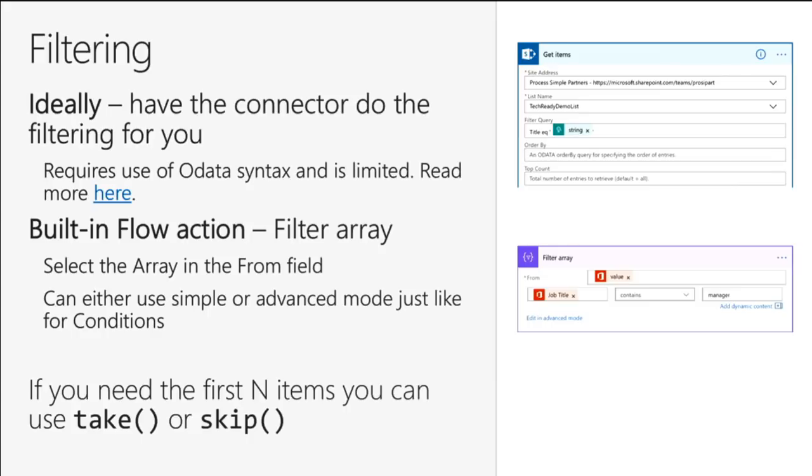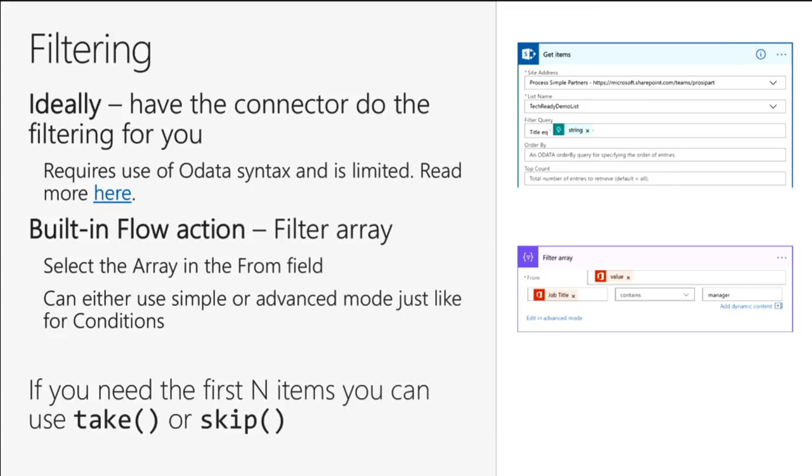So in that case, we have a built-in flow action that can do filtering using a friendly condition builder that we built inside of Flow. But remember that caveat: if that connector returns back more items than can be fit, then you may be missing items when you actually do the filter inside of the flow itself.